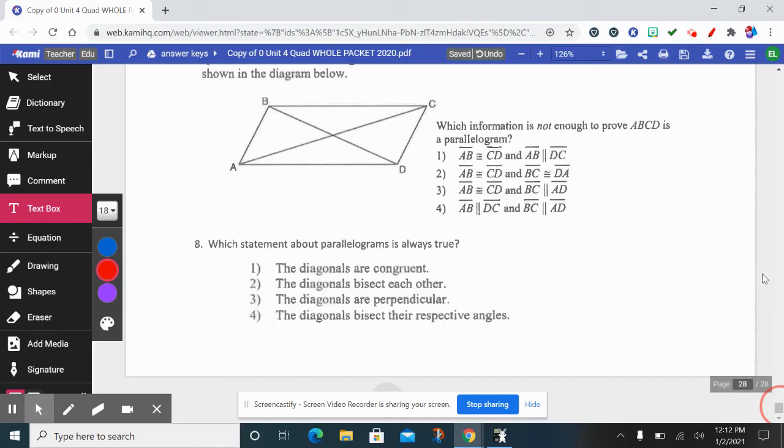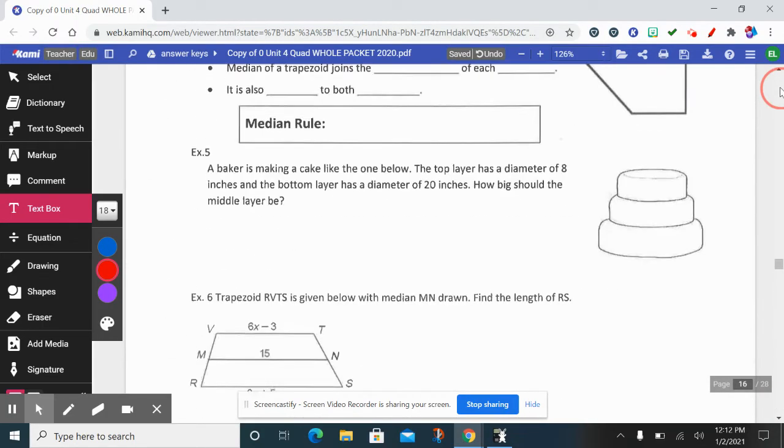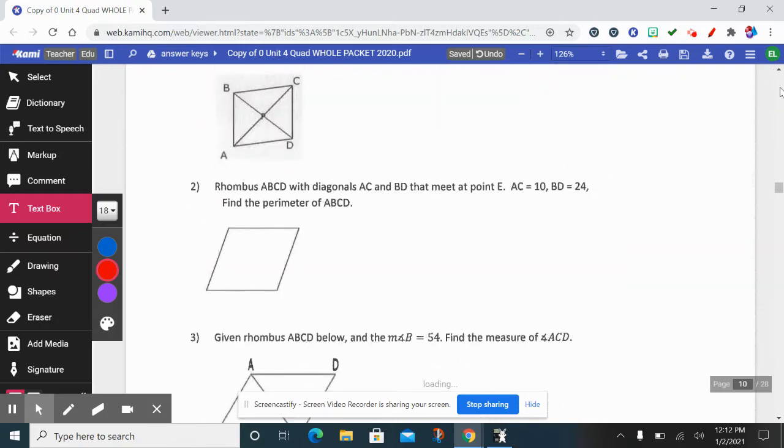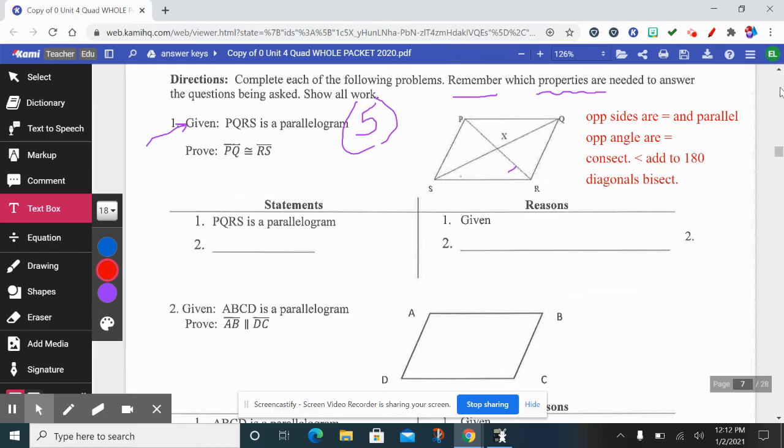I don't know what my mouse pad was doing there. Sorry, guys. There we go. So those 5 rules are true.